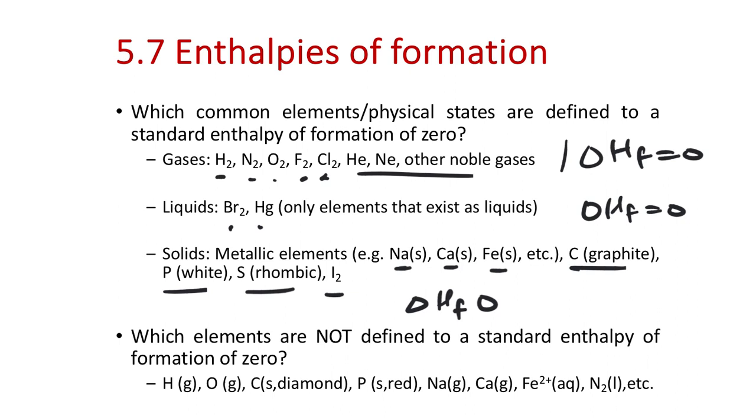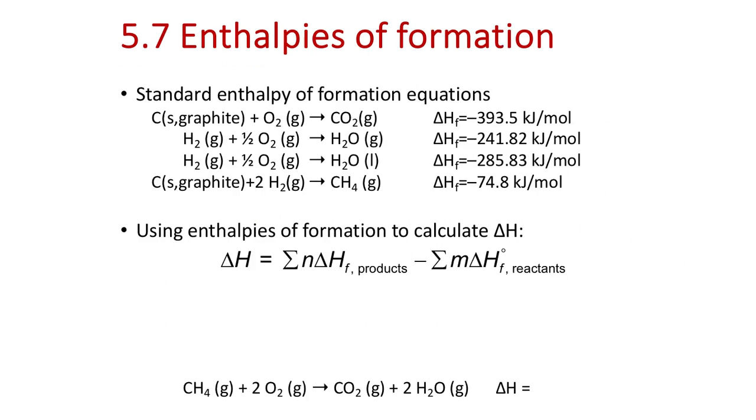And so then let's make sure we see some examples of things that are not 0, things that are not the most stable form of these elements. Hydrogen atom: it would take energy to break the bond between 2 H's, so that would not be 0, and it should be positive. Same thing with O: it should take energy to break the O2 bond to make O atom. Carbon in some other form, say diamond, would have a non-zero delta HF. Phosphorus in some other form, red, would not have a delta HF of 0. And some other examples, like gaseous metals, for example, would not have a delta HF of 0.